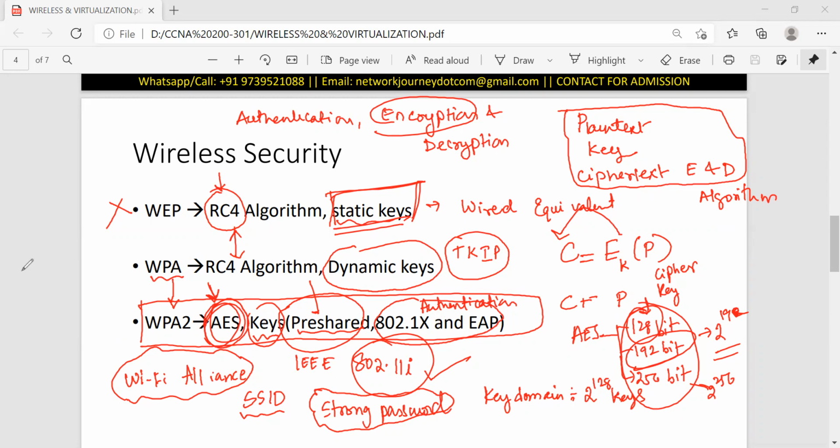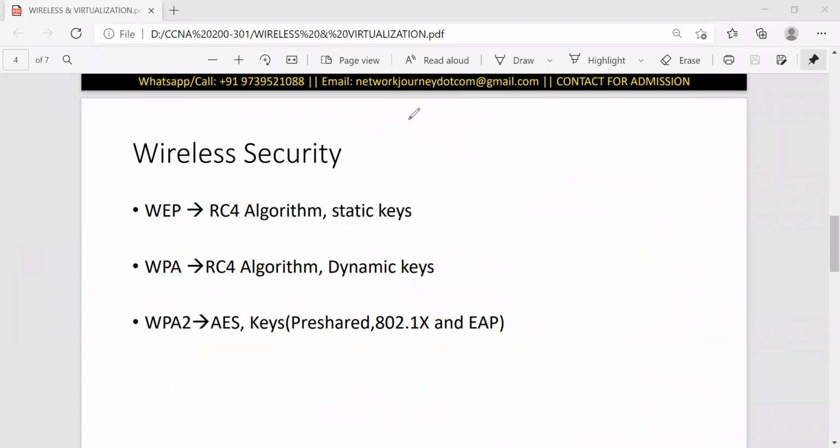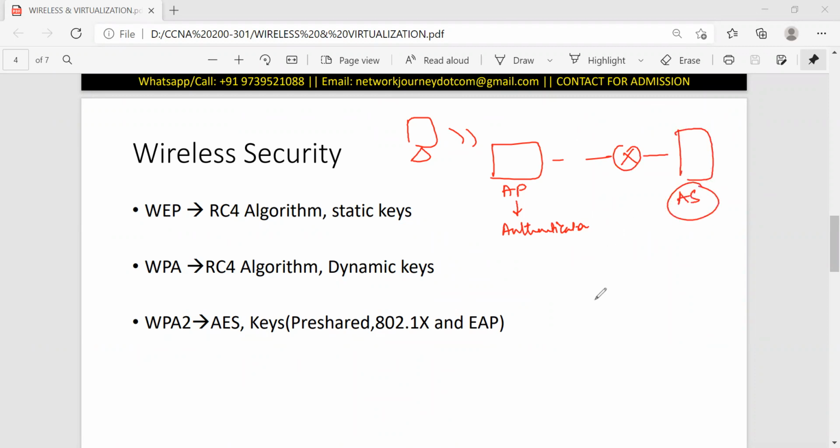So I can just draw a scenario such that we have a computer. Let me just clean this, and we can then understand. Let's say we have a computer or a laptop connected over an access point, and this access point will act like an authenticator. Behind that you may have a router in place, and there is a server which we call an authentication server, which has a database of usernames and the password given to that particular user.